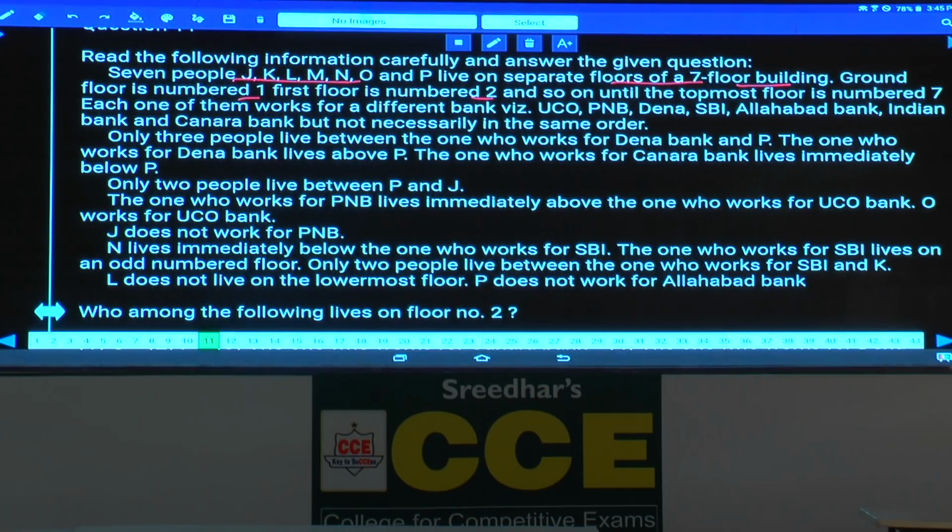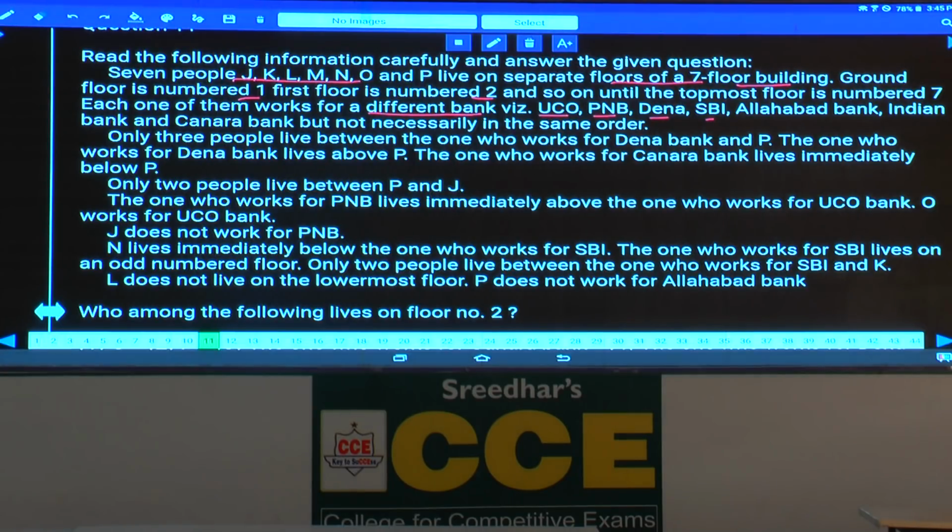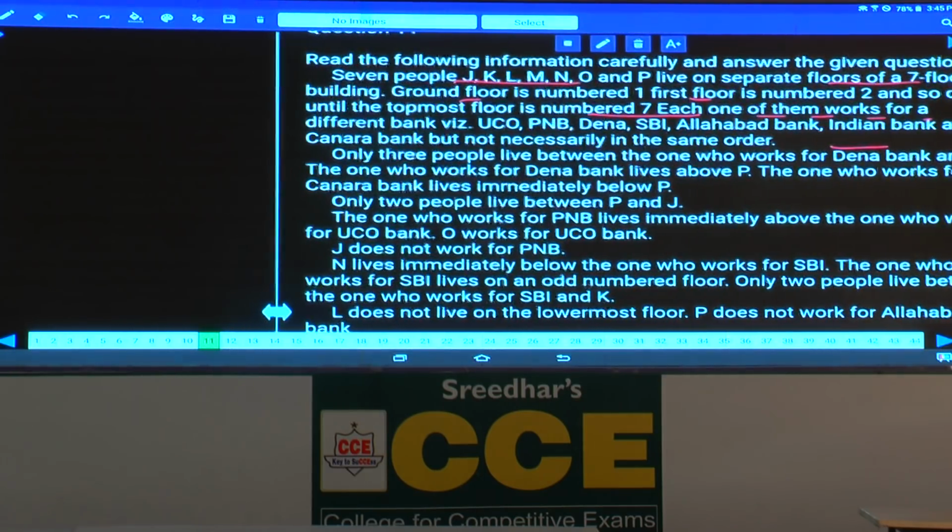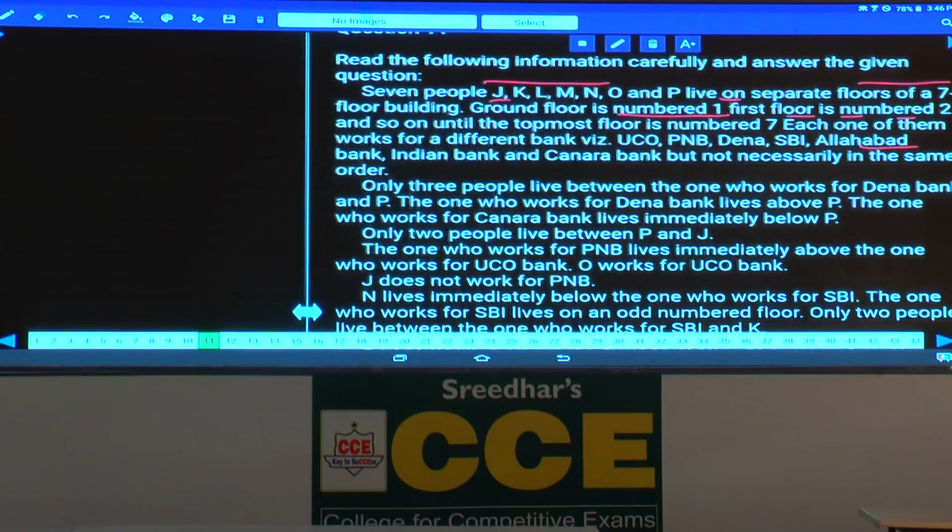Then each one of them works for a different bank: UCO, PNB, Dena Bank, SBI and so on. It is 7 persons living on 7 different floors of a building and each of them is working in a different bank, isn't it? Then conditions: 3 people live between the one who works for Dena Bank and P. Now we should start from this one. How many persons are in between Dena Bank and P? Now there are 3 persons in between Dena Bank and P.